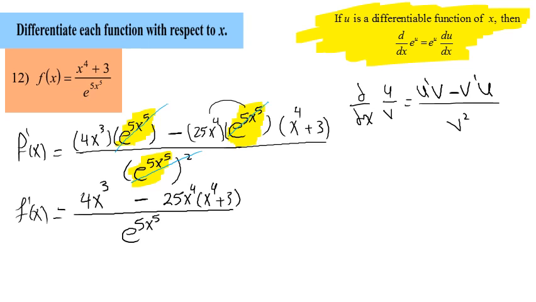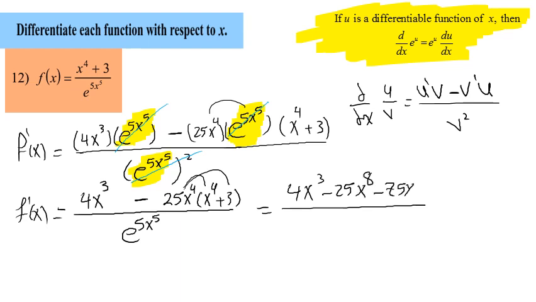I can simplify more by expanding this bracket. So I can write it as 4x to the power of 3 minus 25x to the power of 8 minus 75x to the power of 4, divided by e to the power of 5x to the power of 5.